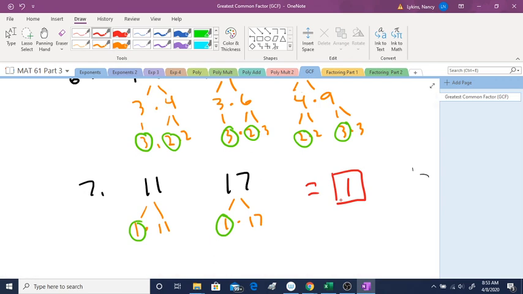Now be looking out for my second part of this greatest common factor. I'm going to start introducing some variables or letters in my next video.